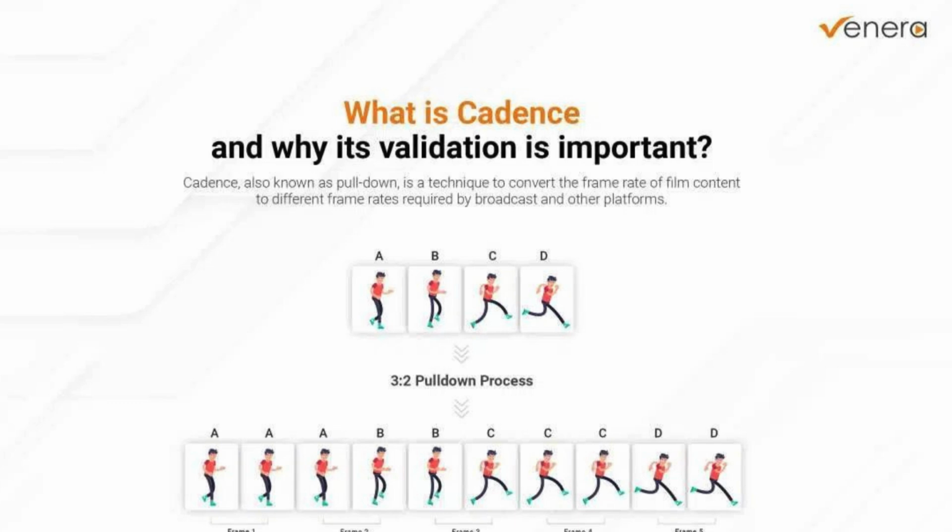What is cadence? Cadence is a technique to convert low frame rate video content into a high frame rate video through the systematic repetition of specific frames or fields in a predetermined sequence. This process is designed to synchronize the slower frame rate content with the faster frame rate system, ensuring a seamless and cohesive visual experience. Also known as pull-down, this technique converts the frame rate of film content to different frame rates required by broadcast and other platforms.